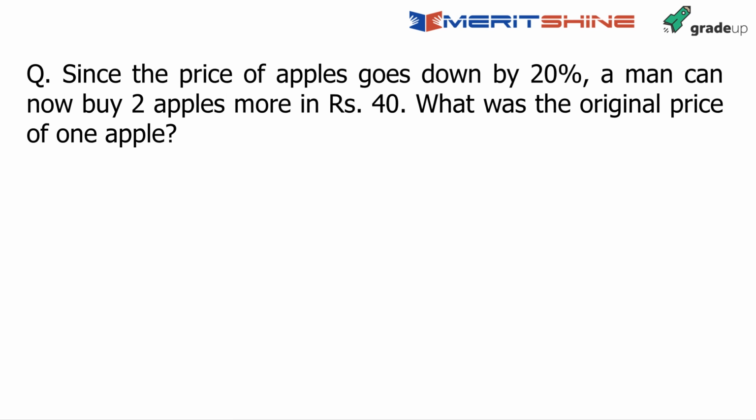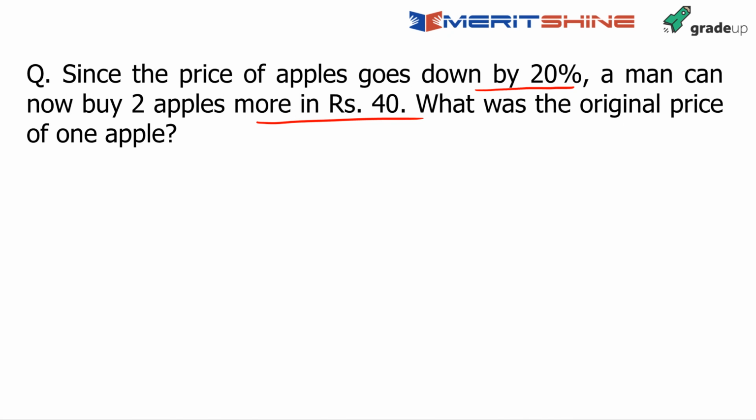A lot of you gave me the answer. I'm sure all of you know how to do it. But let's look at it in a very simple way. Since the price of apples goes down by 20%, 20% का change हुआ है apple के price में. A man can now buy 2 apples more in rupees 40. So that man is spending rupees 40 only.